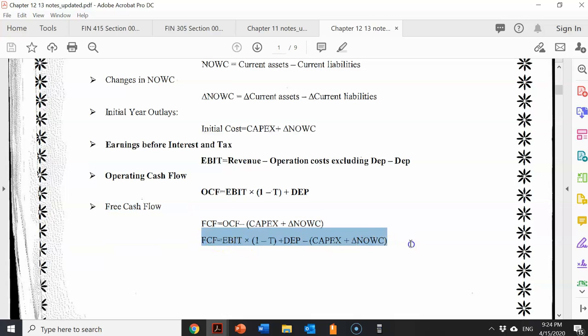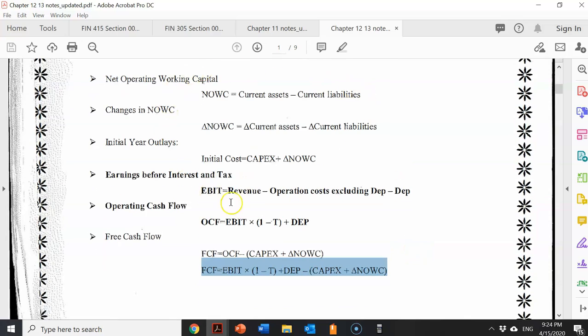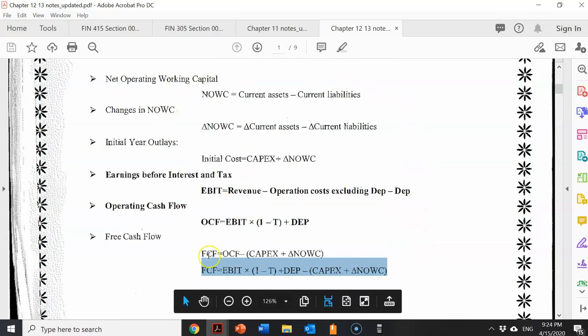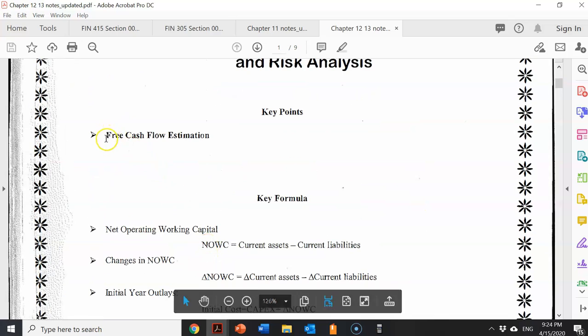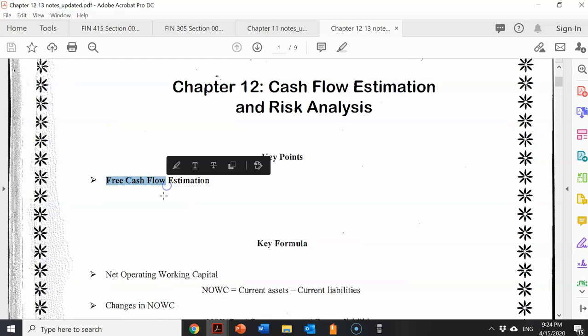It's also EBIT multiplied by 1 minus T plus depreciation, which is equal to OCF, operating cash flow, minus capital expenditure plus delta net operating working capital. We will go into detail for these formulas one by one, and we will have the comprehensive formula for free cash flow, and that's the free cash flow we use to discount to get corporate value in chapter 9.